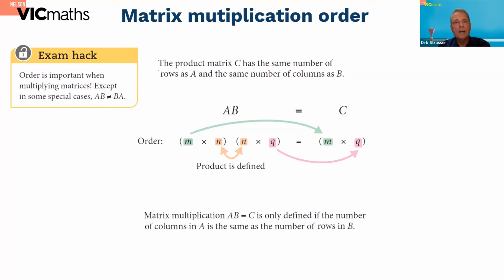Goes without saying, order is important when multiplying matrices. In fact, most of the time AB doesn't equal BA, and even if AB exists, BA may not exist. So it's pretty crucial whether you multiply the matrix on the left or on the right.